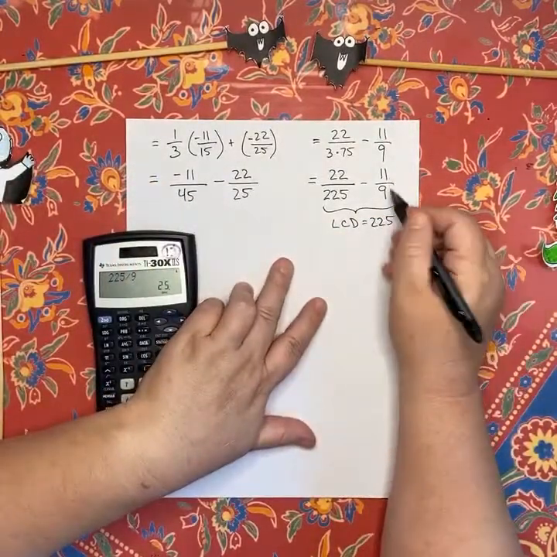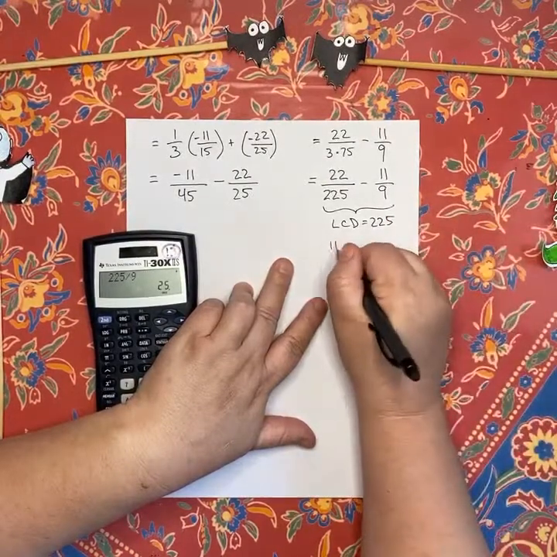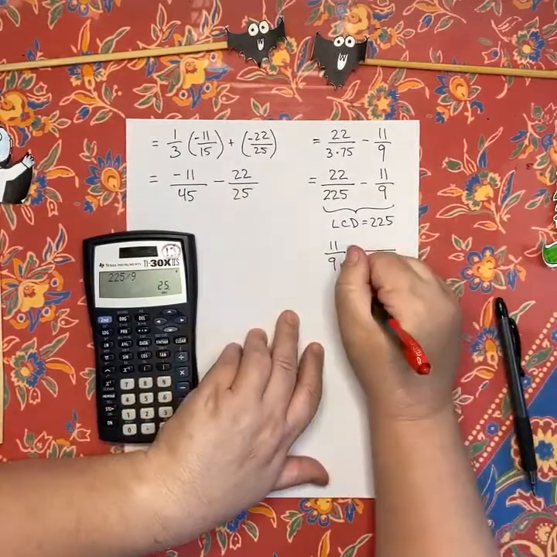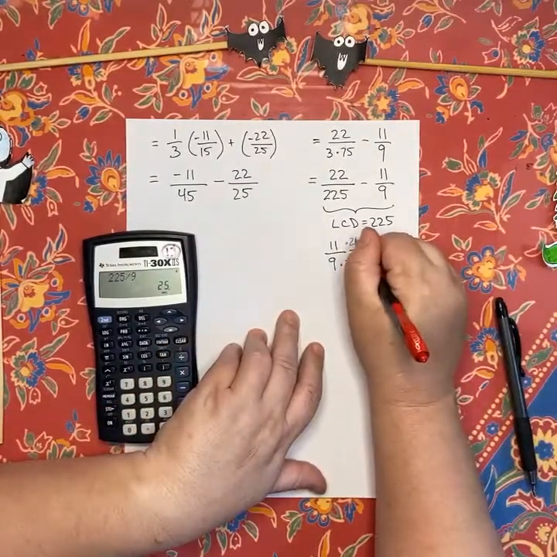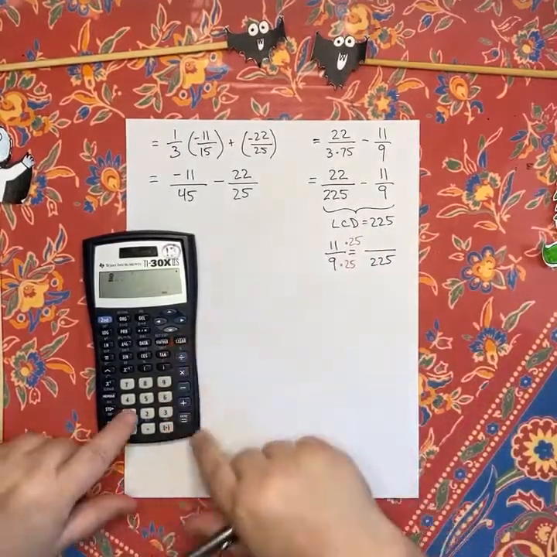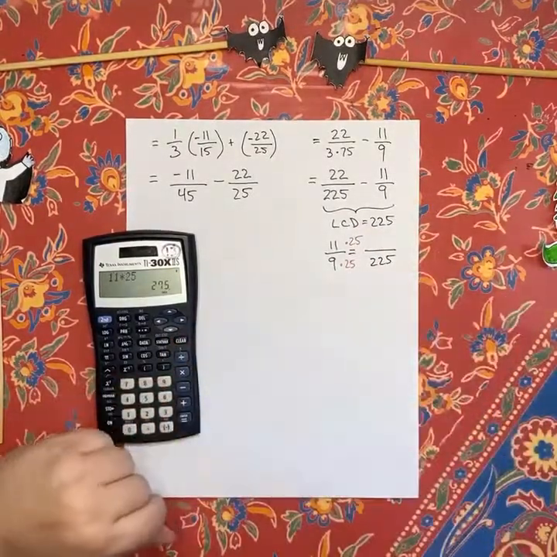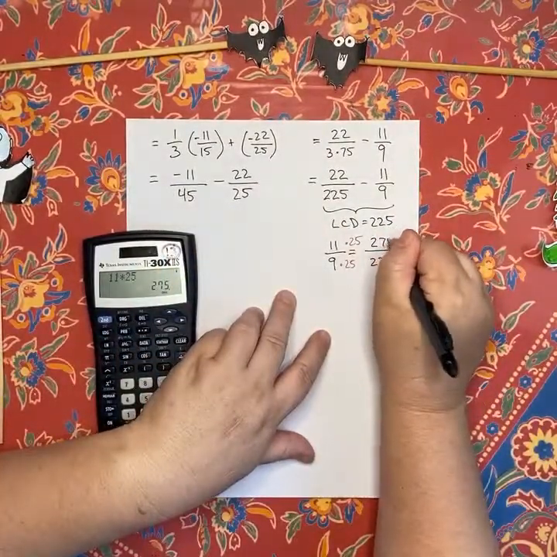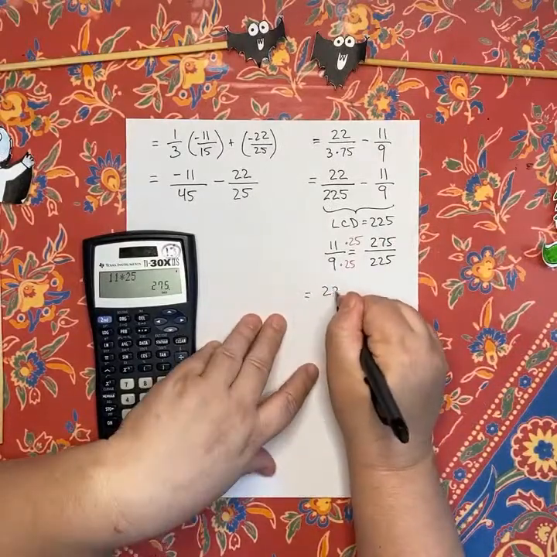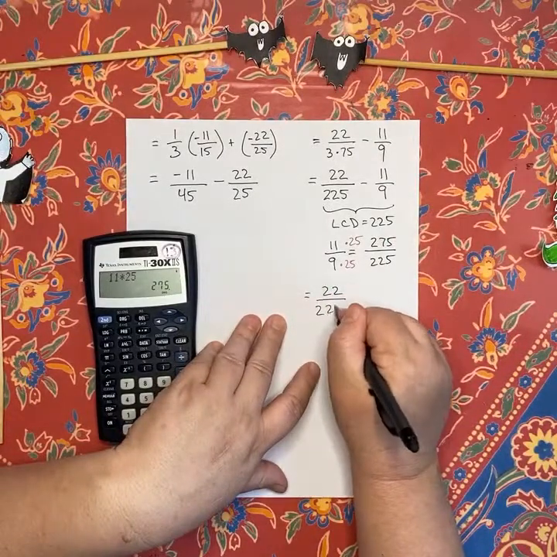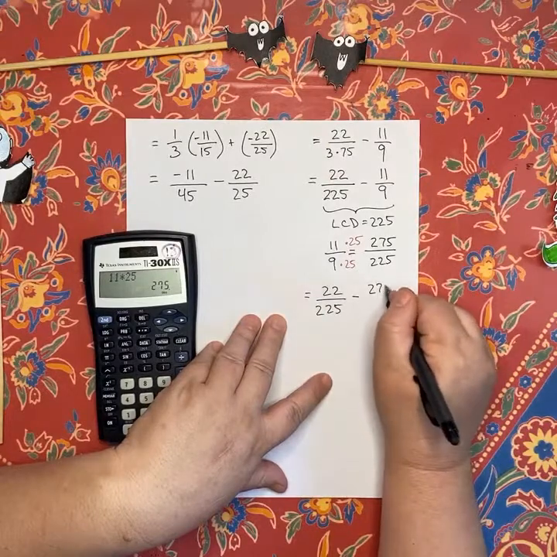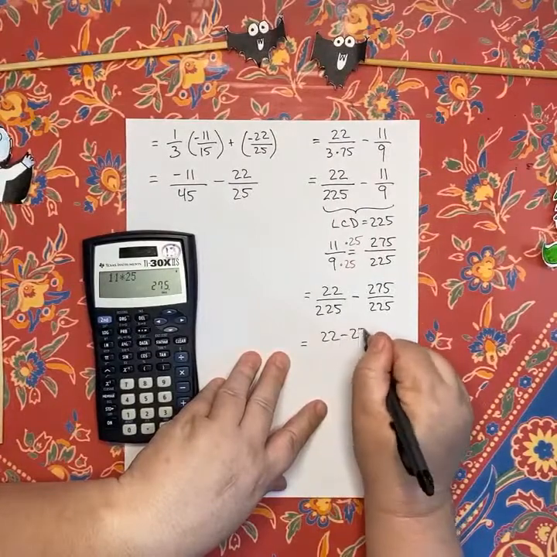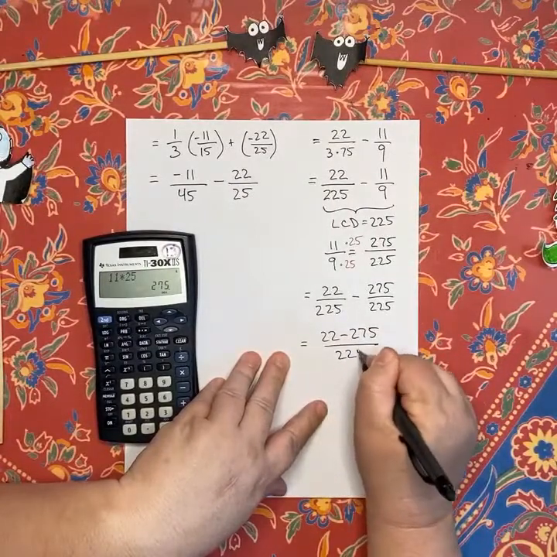So what I'm going to do is convert the 11/9 into 225ths. I'm going to say this is 9 times 25. So I have to multiply by 25 on top. And I get, what is that, 275? So altogether, I've got 22 all over 225 minus 275 all over 225. So that's 22 minus 275 all over 225.